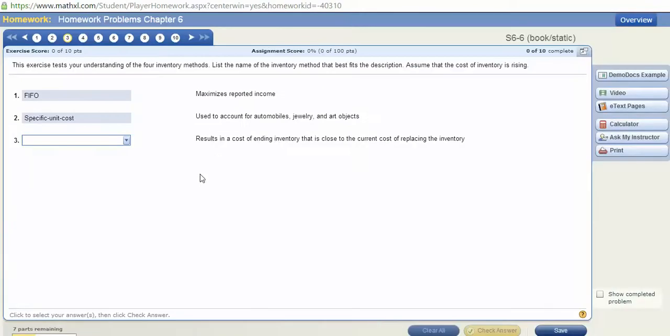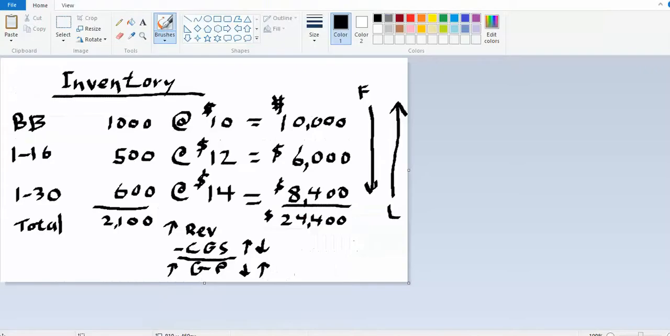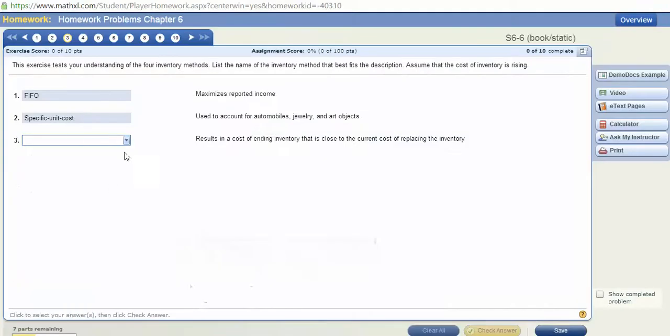What you want here is you want the ending inventory to be as close as possible to current cost. FIFO keeps these really, really new layers, and it sells these old layers. Hence, ending inventory is closer to current cost. Hence, the answer is FIFO.